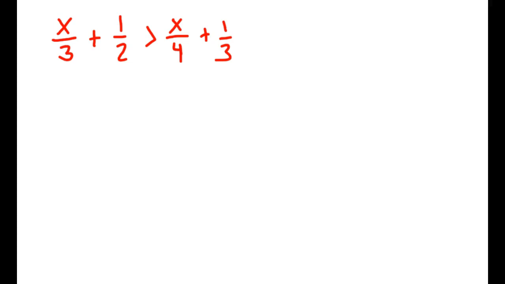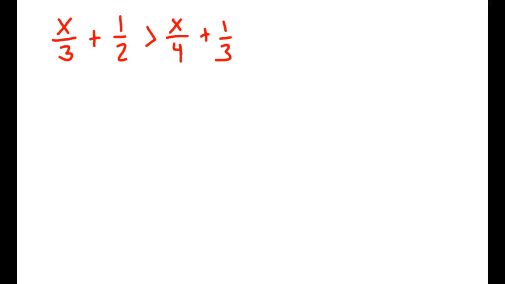In this next example of solving linear inequalities, we have fractions involved. We have x divided by 3 plus 1/2 greater than x divided by 4 plus 1/3. We know in order to combine fractions, we have to have a common denominator. And even if we don't want to combine these fractions, we can use a method we discussed earlier.